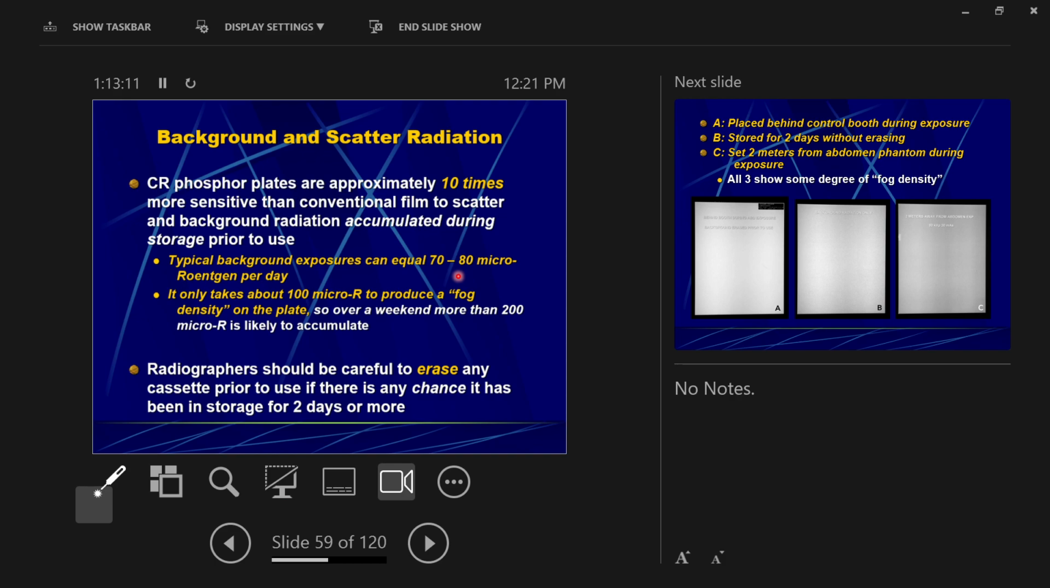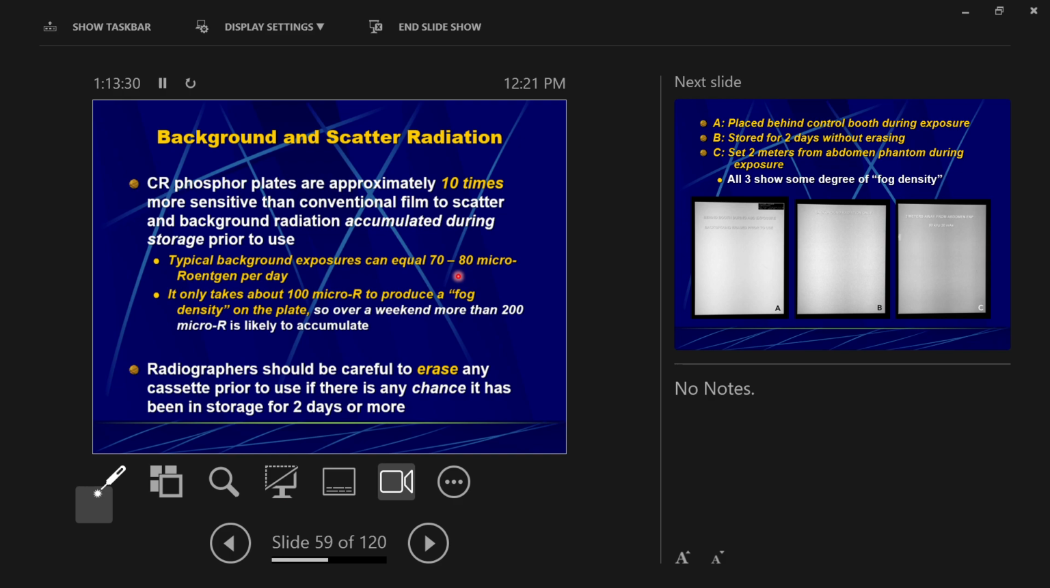So like you close on Friday at 5, come in on Monday at 9, you're going to get your plates. The first image that you take, if you don't erase the plates before using them, they may have some fog on them. It's a little bit, it's not going to really mess things up too much, but it's there.